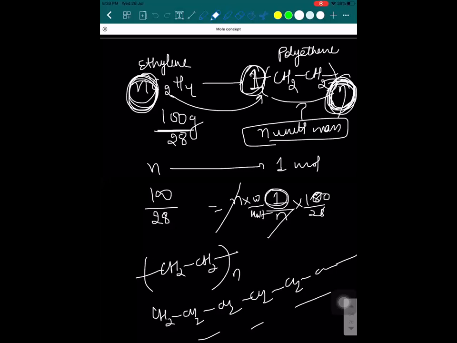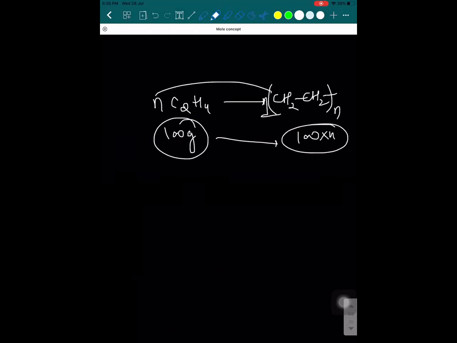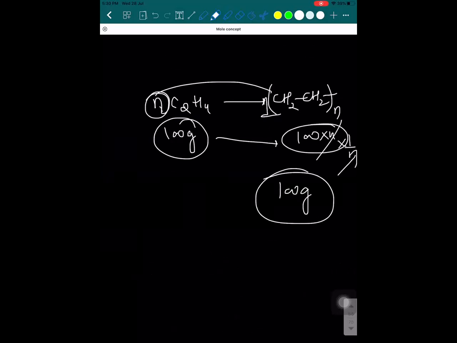So can I say from here that even if you calculate and apply the mass-mass conversion, there is no need to apply the mole-mole? Simply you can say from here that N C2H4 will give you CH2 N. If N units of it are giving 1 mole, then 100 gram will give 100 N. Yes or no? But for N equal to 1 by N, unitary method, again 100 gram. Vamsi, is it clear to you still or not? Still having doubt, then you can ask me.